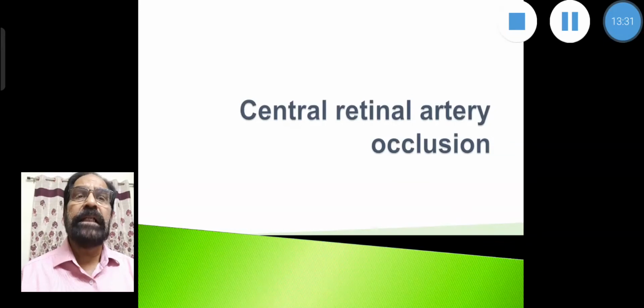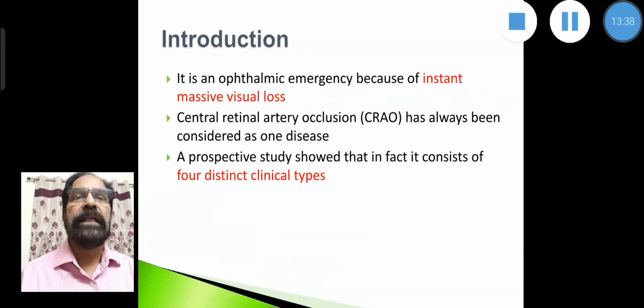Then central retinal artery occlusion. It is an ophthalmic emergency because of instant massive visual loss. In brief, it is called CRAO, that is central retinal artery occlusion. It has been considered as one disease, but a study showed that in fact it consists of 4 distinct clinical types.